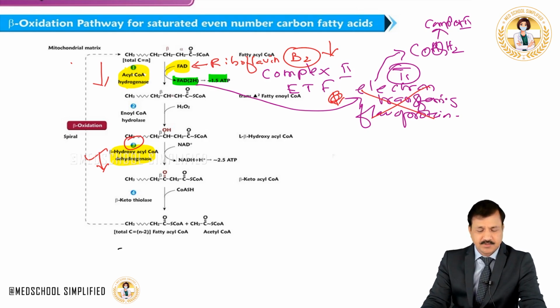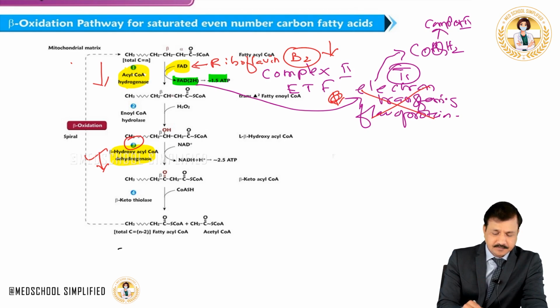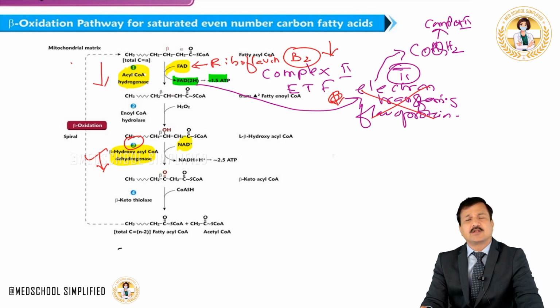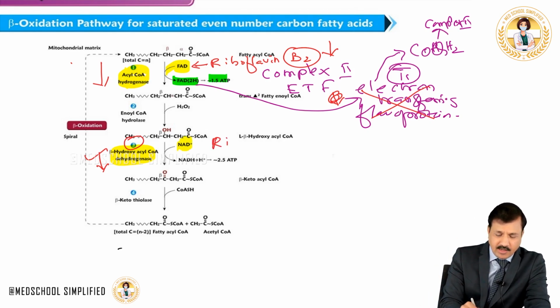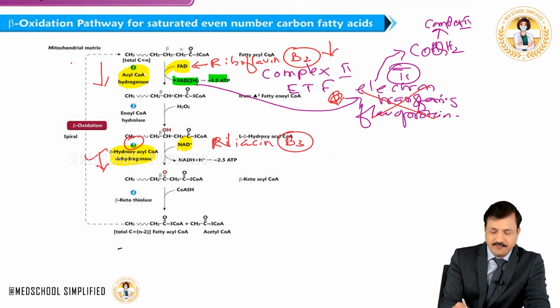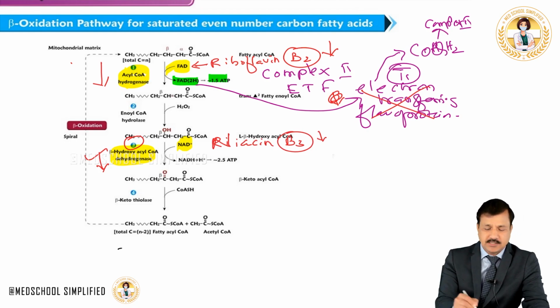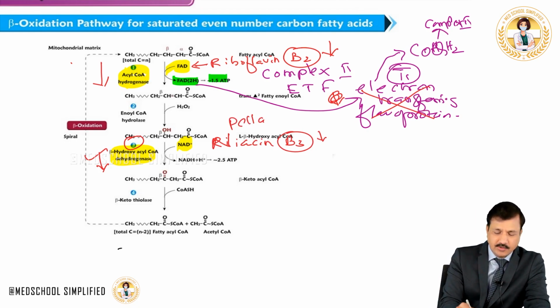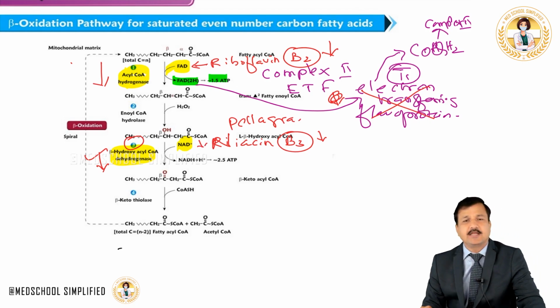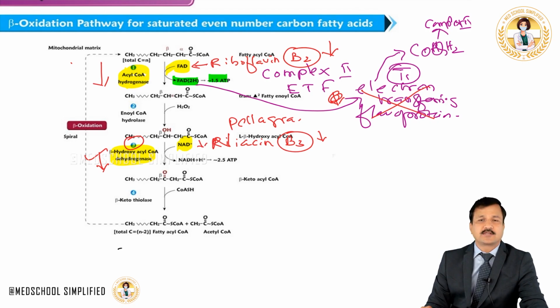That's one aspect. Second is NAD, which is entering into the reaction. That NAD is a derivative of niacin, and niacin is vitamin B3. So the deficiency of niacin leads to pellagra. In pellagra, there can be a decrease in NAD, and a decrease in NAD can affect the third reaction in beta oxidation of fatty acid, affecting the activity of the beta-hydroxyacyl-CoA dehydrogenase enzyme. So that is one thing that you must remember.